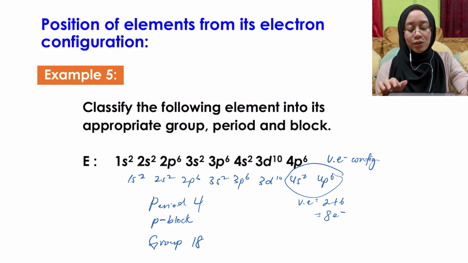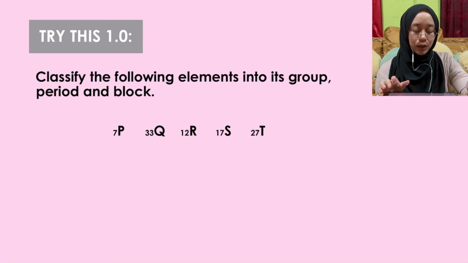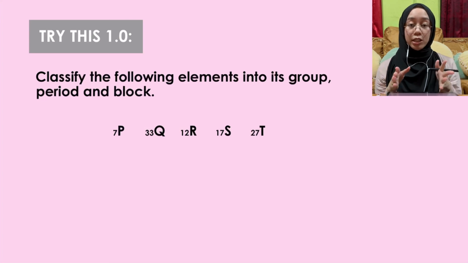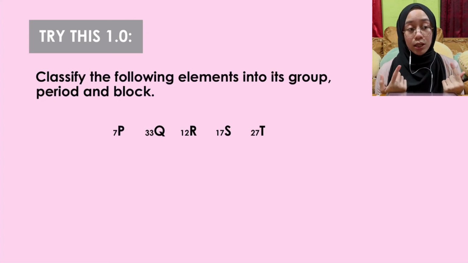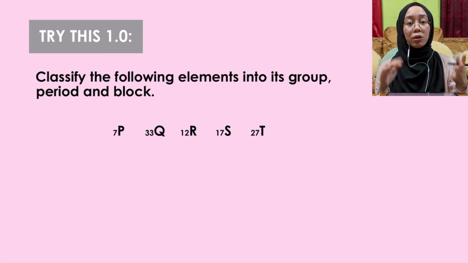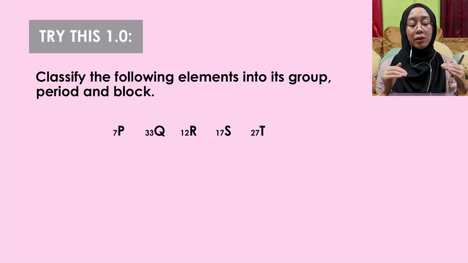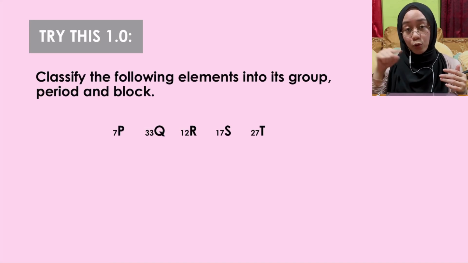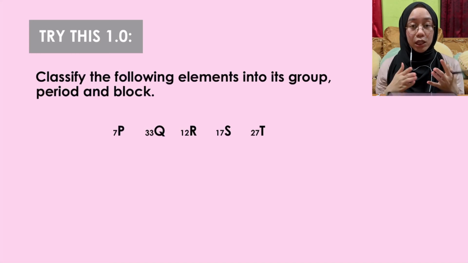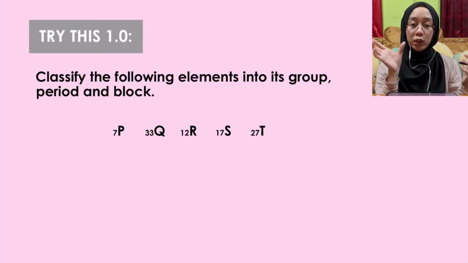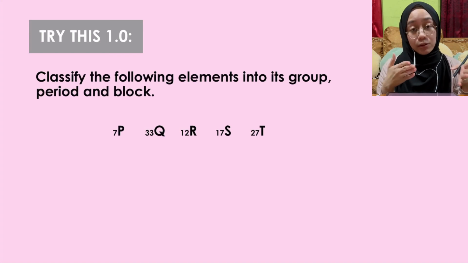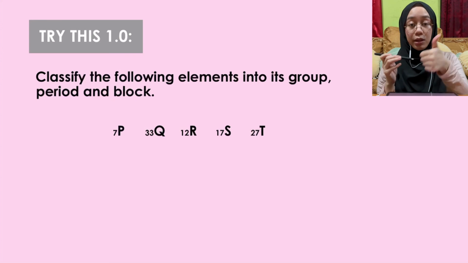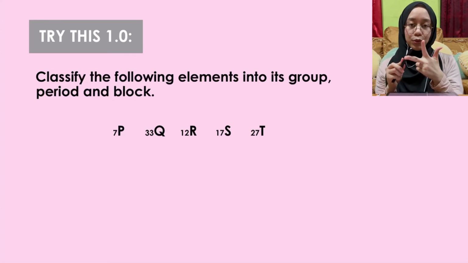Okay, so now it's your turn to try on your own. So given here you have isotope notation dekat sini. So from this isotope notation, kamu kena tulis dahulu di electronic configuration. It's up to you. You want to write down in SPDF notation ataupun orbital diagram. But I think for this one, it is easier for you to write down the SPDF notation, okay, because you don't have to draw the arrow one. So just write down the electronic configuration in SPDF notation and then figure out which part is the valence electronic configuration, and from there you can determine the period, block, and also group, okay.